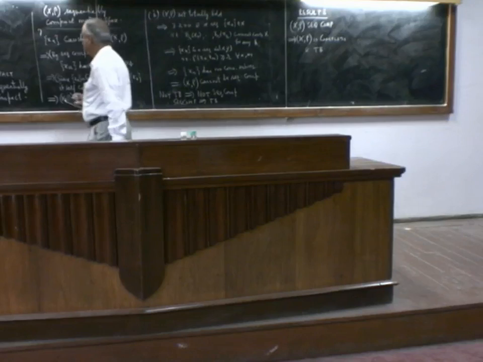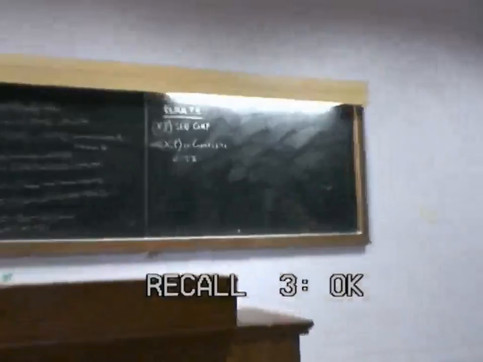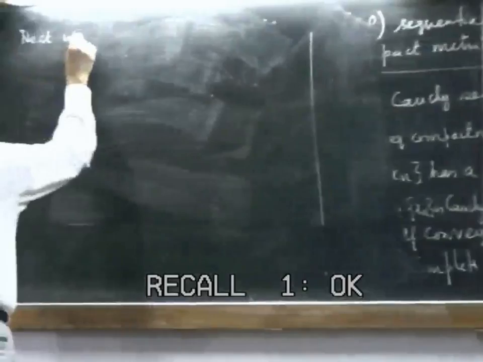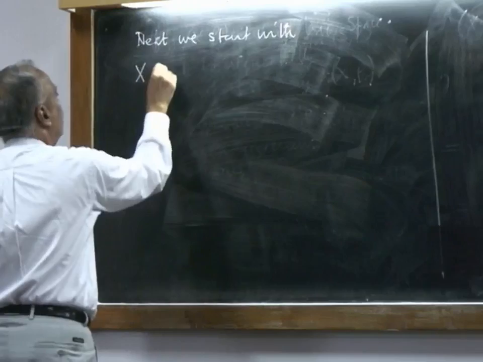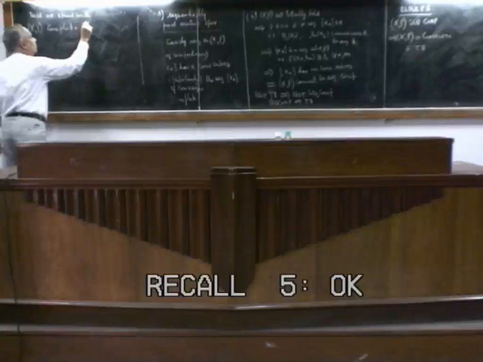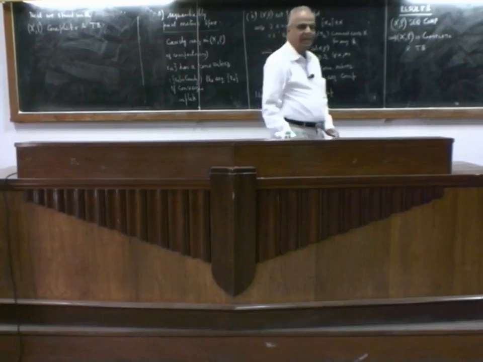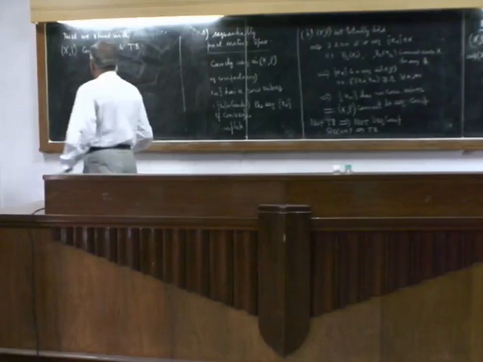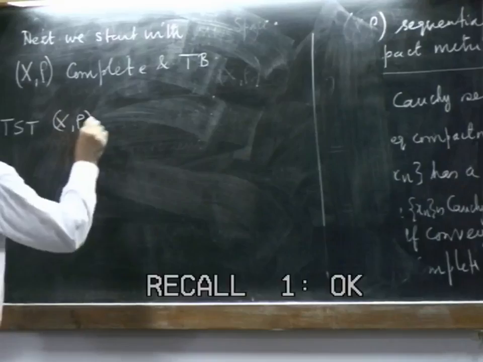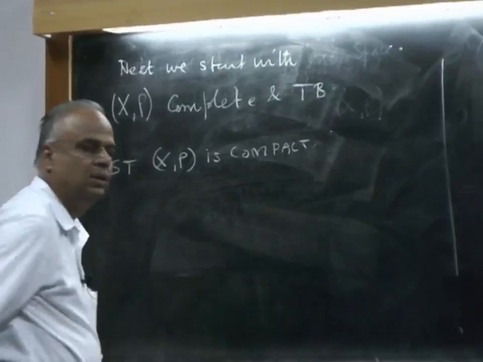Okay, so next we show, we start with X_r complete and totally bounded. So, details, I will just show you what is happening. We want to show that X_r is compact. Immediately that will form compact.